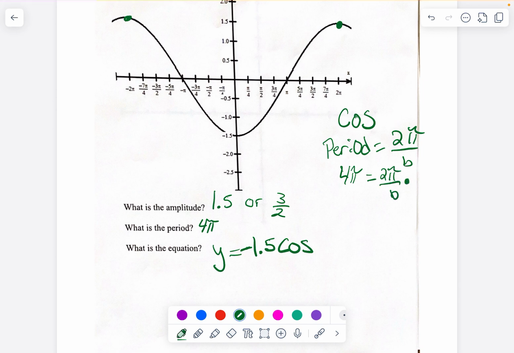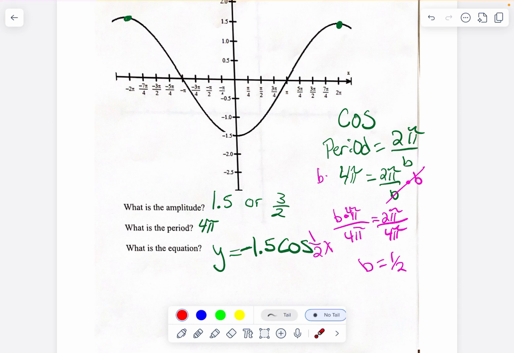We're going to multiply by b. B times 4 pi equals 2 pi. Divide each side by 4 pi. B equals 1/2. So this will be 1/2 x.